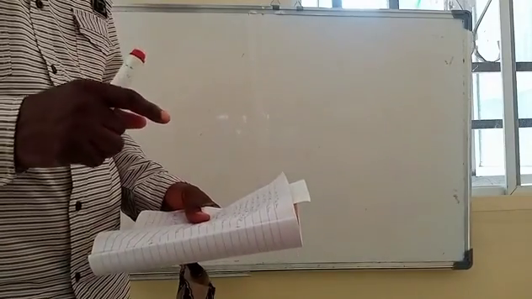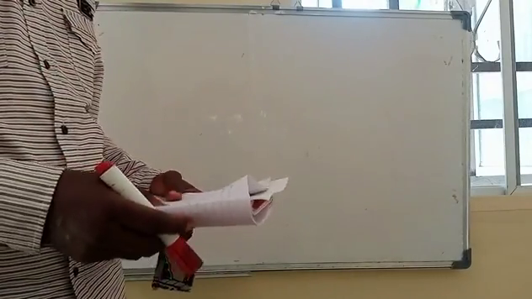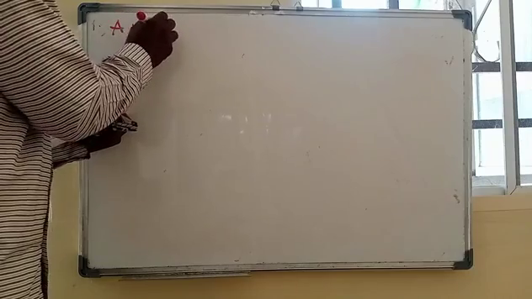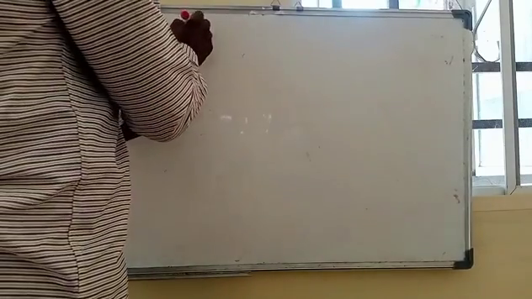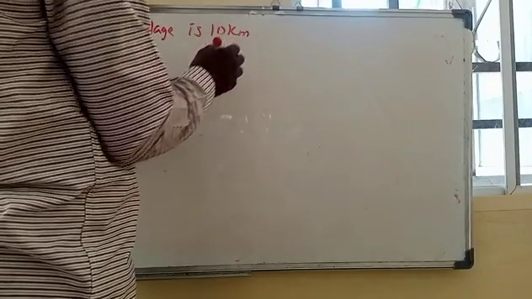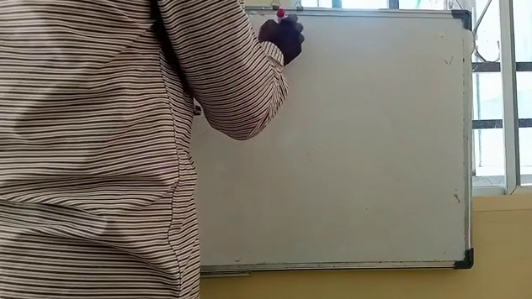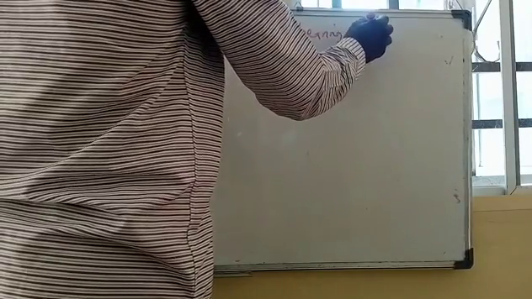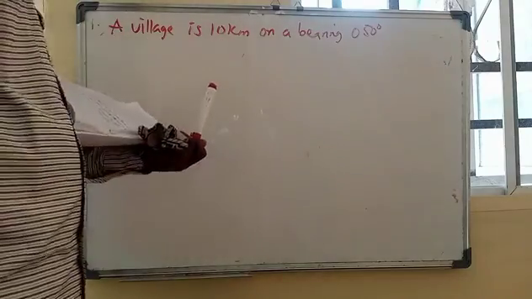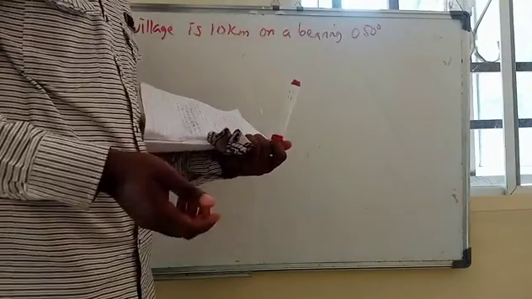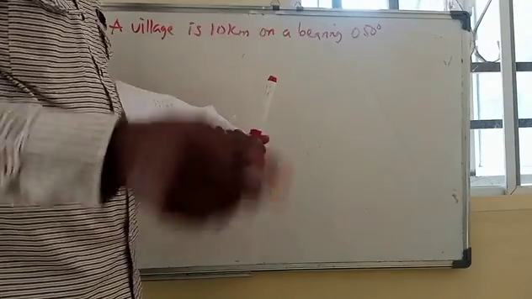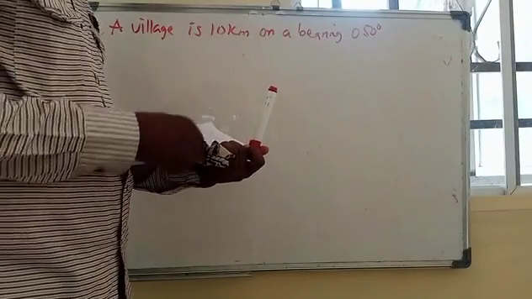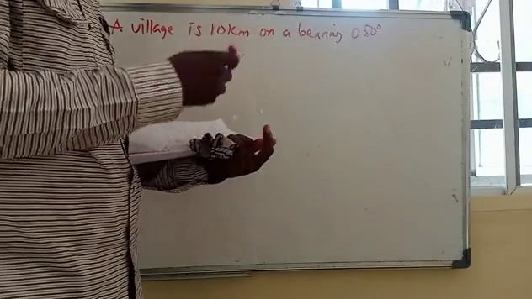A village is 10 kilometers on a bearing of 050 degrees from a point O. Usually bearings we express in 3 digits, so if it is 10, you can say 010 degrees. We usually use 3 digits to express them. That's the convention.